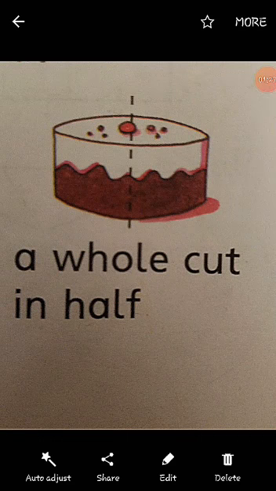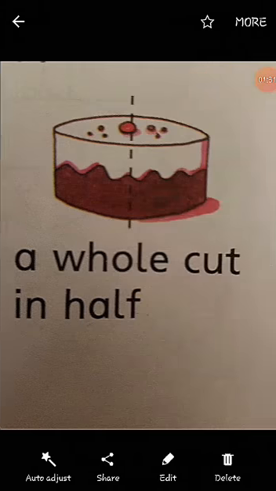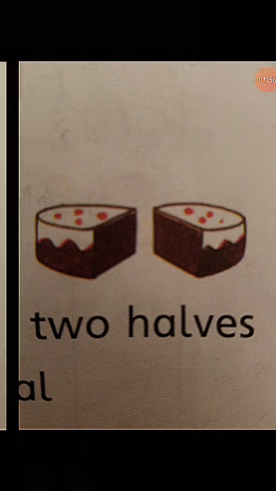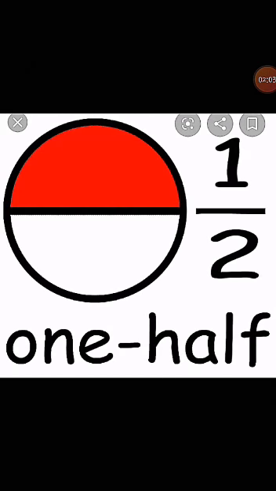Good. I hope now it's easy for you to understand. Can you see this? There are two halves of a whole cake, right? So what we are going to do, we will write the parts, how many parts there are. There were two parts, and how many did each one get? One part. So we will write two on the bottom and one on the top. Got it?